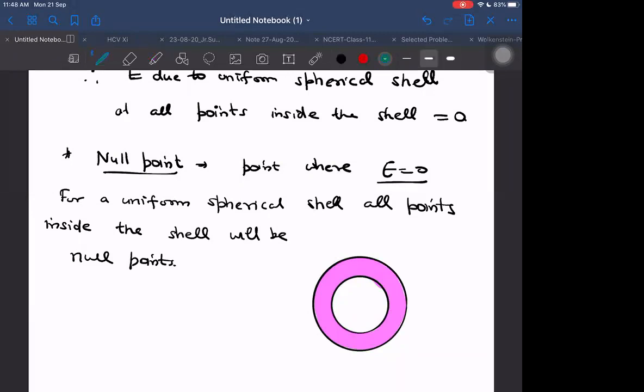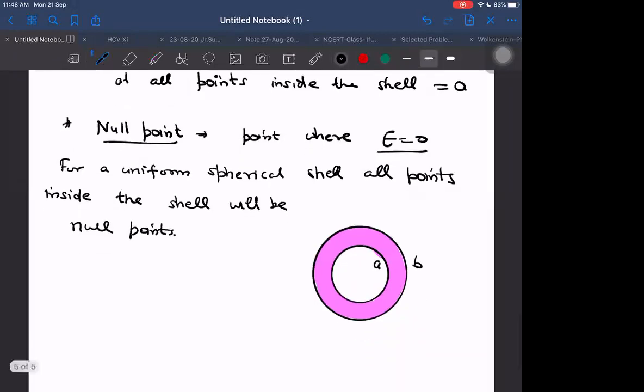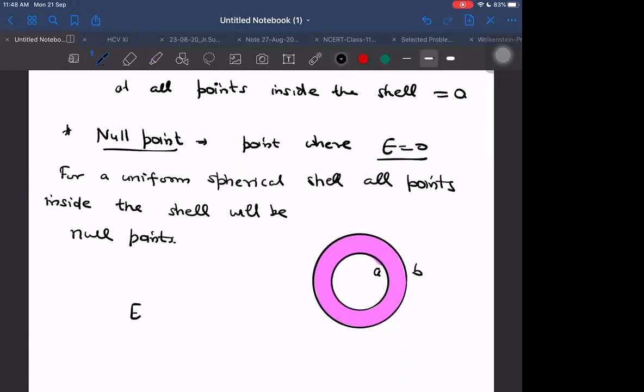For example, if I have this thick shell with inner radius A and outer radius B, and I ask you what the field is for points R less than A, then your answer should be: for R less than A, the field should be 0. These are all null points, and here the field will be 0.